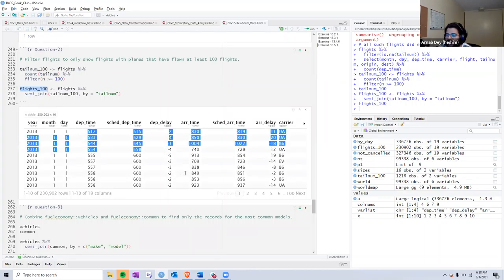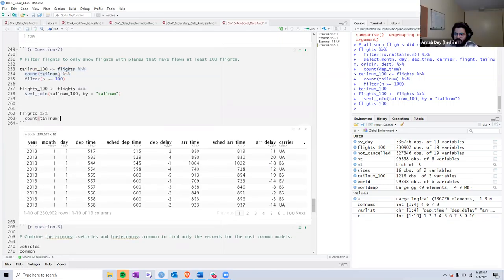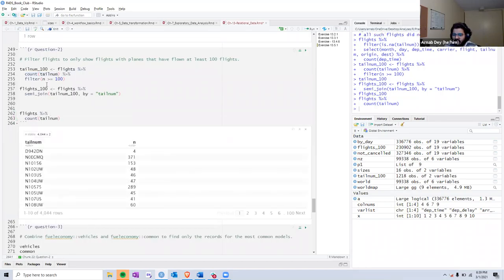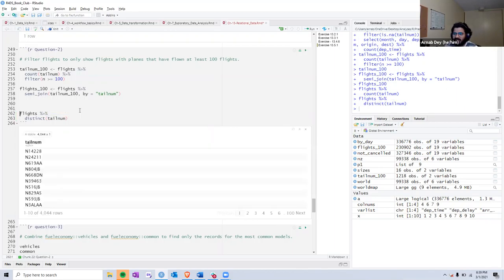I had a question here. I keep on using count, but I see other people use distinct as well to get the unique number of tail numbers. Do you know the difference between count and distinct? In this context, I'm not able to find the difference. You can use count as well. I think we can use both, right? So count gave us 4,044 rows. Let's see what distinct does. It's the same thing. I don't know why there are two of them.